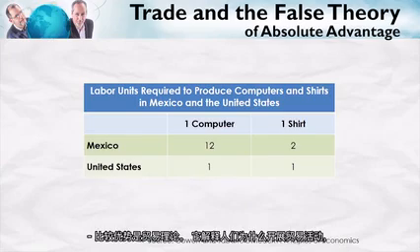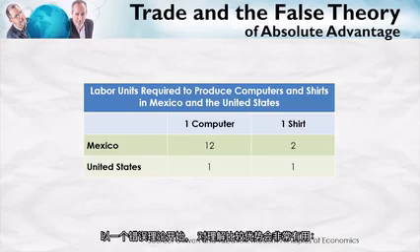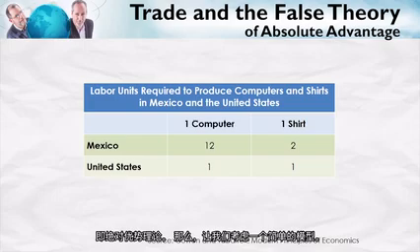Comparative advantage is a theory of trade. It explains why people trade and which goods people should trade if they want to maximize their well-being. It's actually useful to understand comparative advantage by beginning with a false theory, a very plausible but incorrect theory of trade, namely the theory of absolute advantage. So let's consider a simple model.